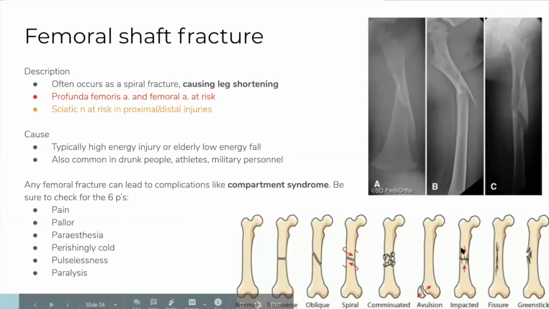It'll be pretty good for you guys to maybe remember these types of fractures. They're pretty simple though. Oblique is oblique, spiral is spiral. But what happens in the shaft fracture?